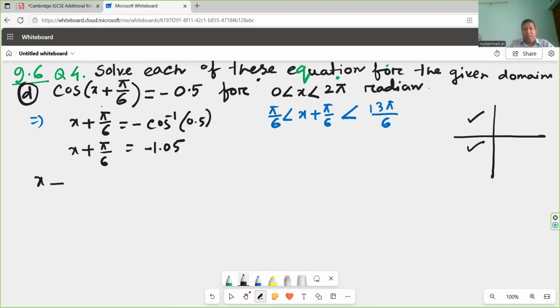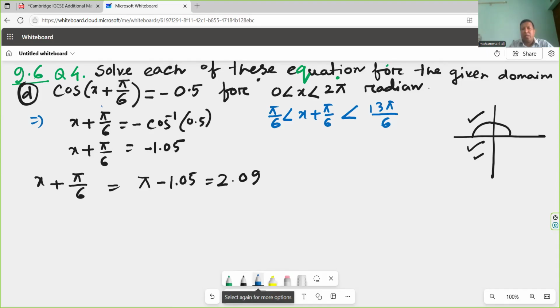If we want to get the result in the second quadrant, we have to subtract this acute angle from π, because from here to here is π. So π minus 1.05 will give us 2.09. And if you want to get the result in the third quadrant, we have to add this acute angle to π. So π plus 1.05.